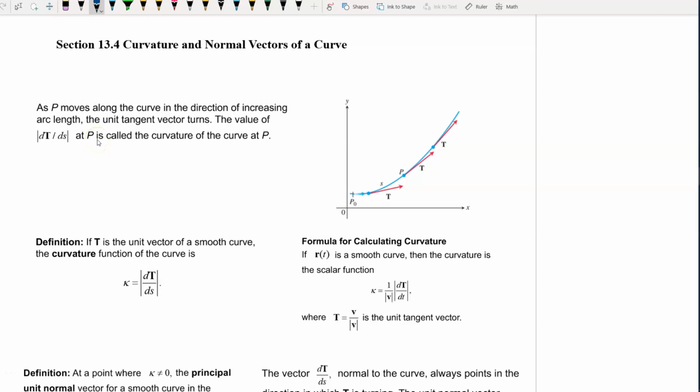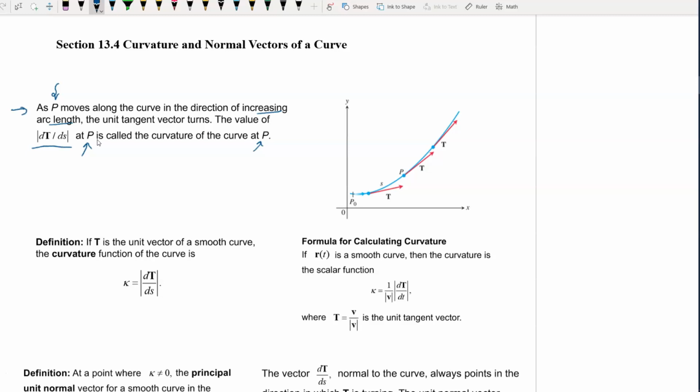Hello everyone, in this section we have curvature and normal vectors of a curve. At this point, P moves along the curve in the direction of increasing arc length. The unit tangent vector turns. The value of the length of dT over ds at this point P is called the curvature of the curve at P.